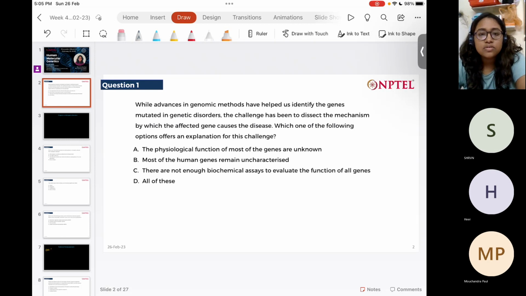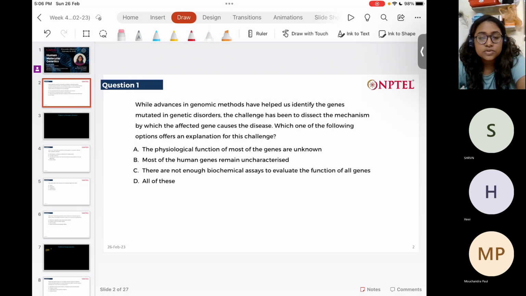So this is the first question. The question states: while advances in genomic methods have helped us to identify the genes mutated in genetic disorders, the challenge has been to dissect the mechanism by which the affected gene causes the disease. Which one of the following options offers an explanation for this challenge?